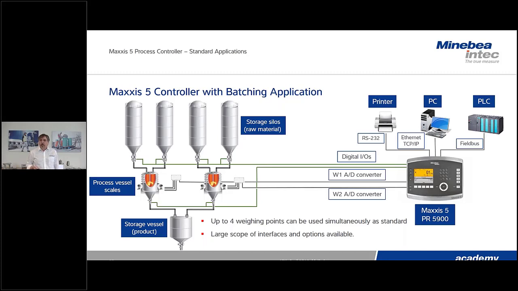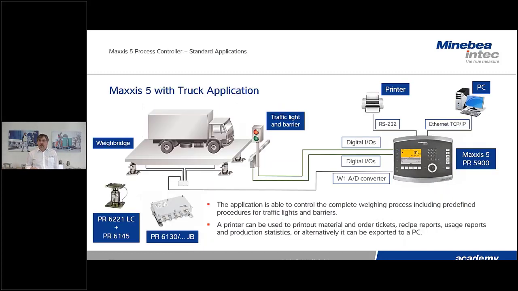The connection and options are even more extensive with the Maxis 5 controller. But not only filling procedure, but also, for example, truck application is available with the Maxis 5 controller, with comparison weighing between empty and full truck, statistic, reporting, and so on. Additional apparatus such as barriers or traffic light can be controlled by the Nexus 5. Our dedicated truck load cells are the best option for this installation.